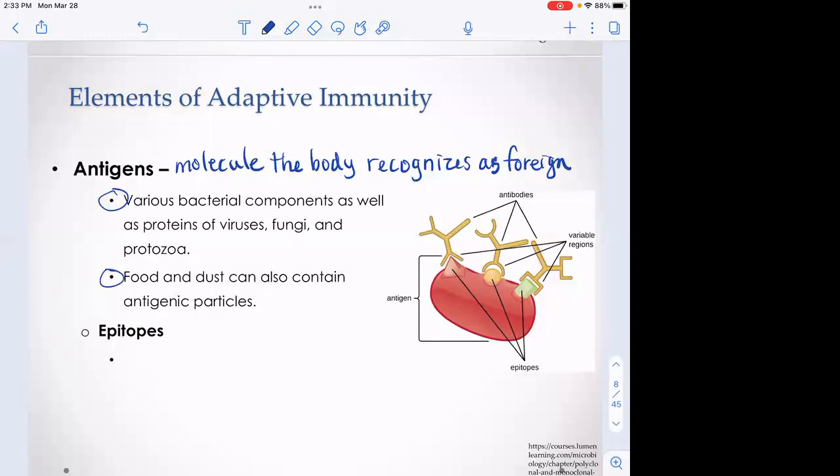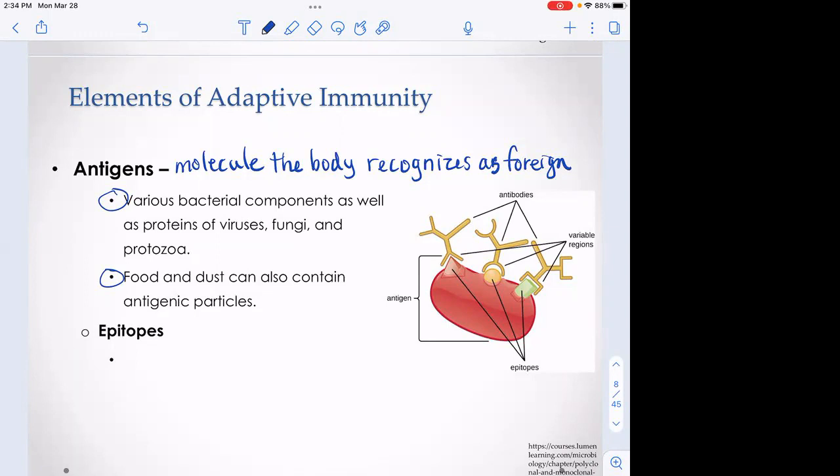So you may have a shellfish allergy, okay? Something in that shellfish is acting to elicit an inappropriate immune response. A lot of people are allergic to dust, or whatever it is in dust that causes an allergic reaction. So there are things other than pathogens that for some people can be antigenic.